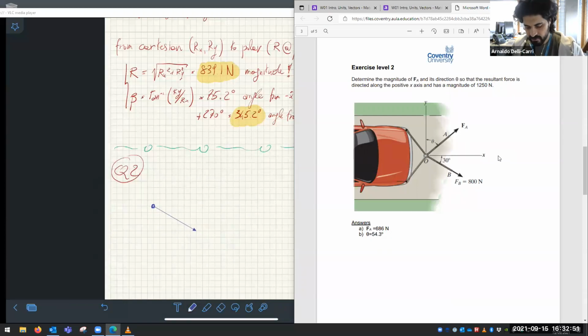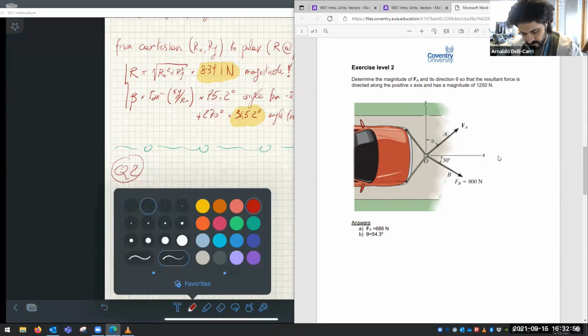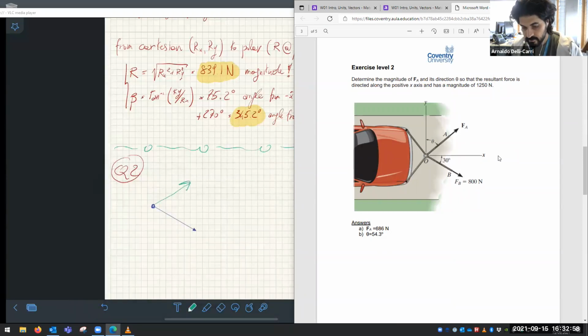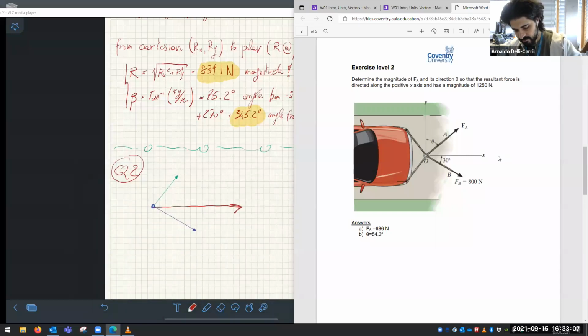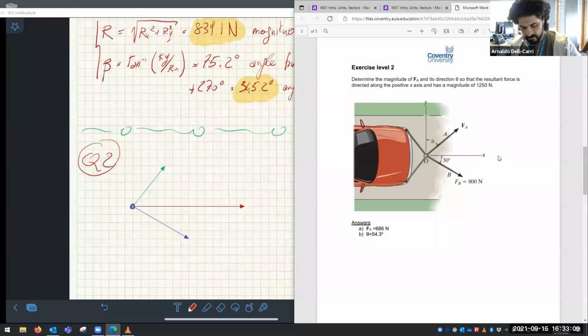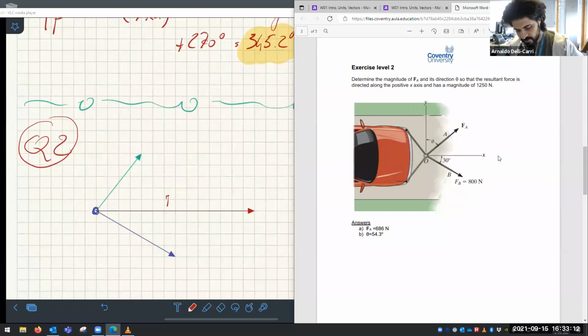And this force is, who knows, this is what we don't know. And we don't know the angle either. But we do know that the sum of these two must make this one, which is the resultant, which is 1250 newtons, and is completely along the x-axis. So this is the x-axis. This is the y-axis.